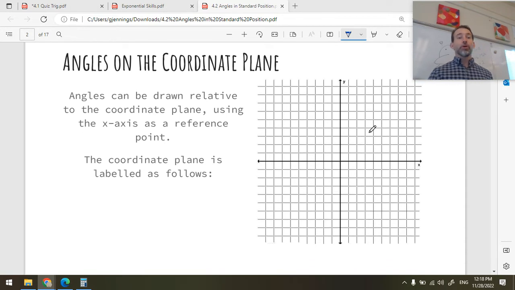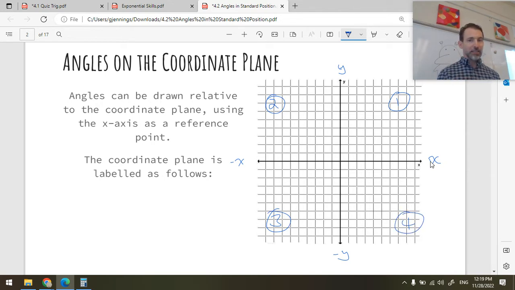Now we're going to move our angles in trigonometry to the coordinate plane. Notice that the coordinate plane is labeled with this as the positive x-axis, this is the negative x-axis, this is the negative y-axis, and this is the positive y-axis. Then we label the four regions of the plane this way: first quadrant, second quadrant, third quadrant, and fourth quadrant.